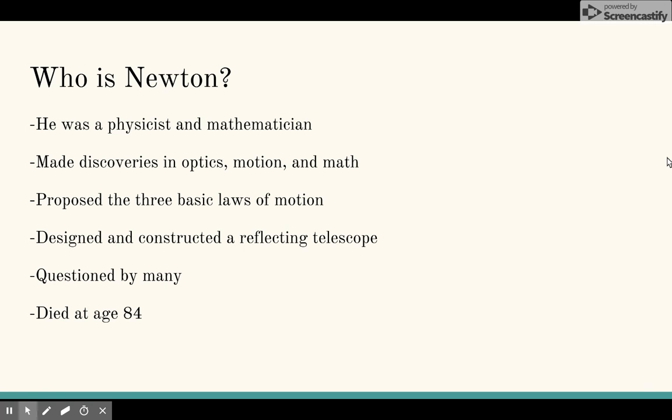His knowledge and theories were questioned by many, including Robert Hooke, a famous scientist within the mechanics and optic field. He passed away at age 84, but obviously his legacy and his theories lived on forever.